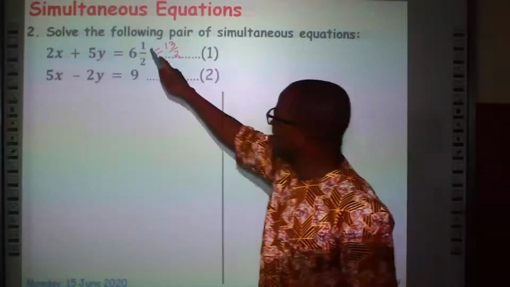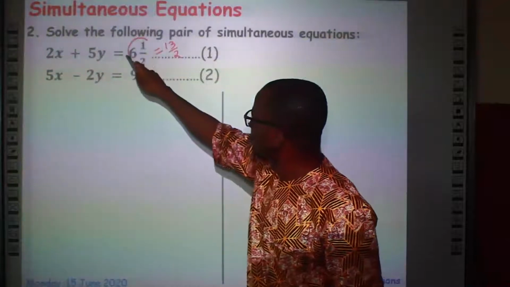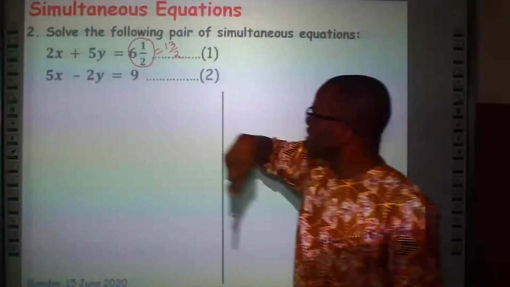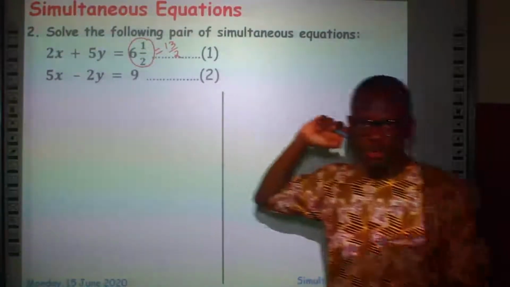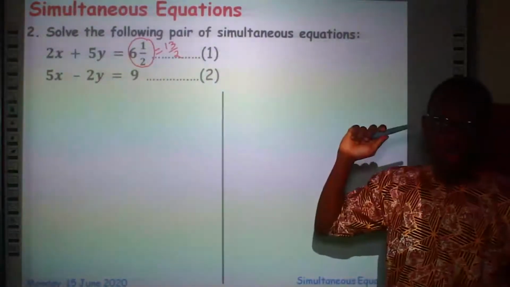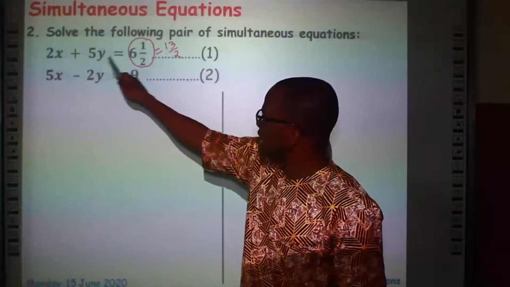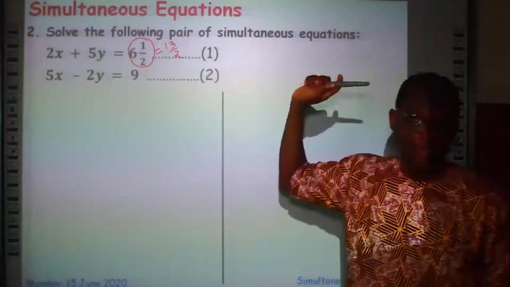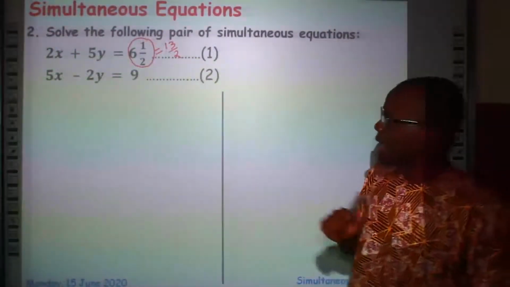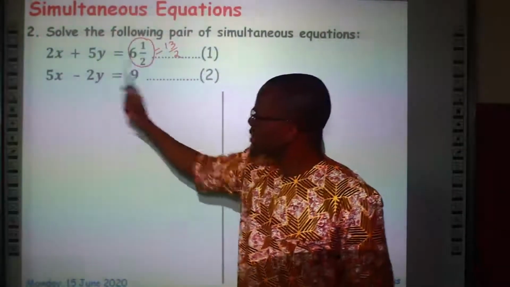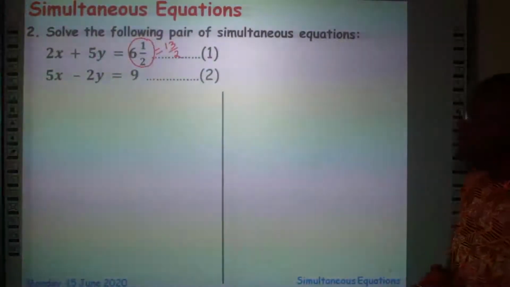So for now, let's just ignore the mixed number, and in its place, let's put 13 over 2. So your equation 1 now is 2x plus 5y is equal to 13 over 2. That's a lot better than having the mixed number there. And then, of course, for equation 2, 5x minus 2y is equal to 9.